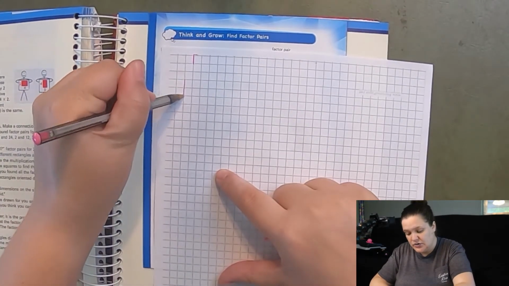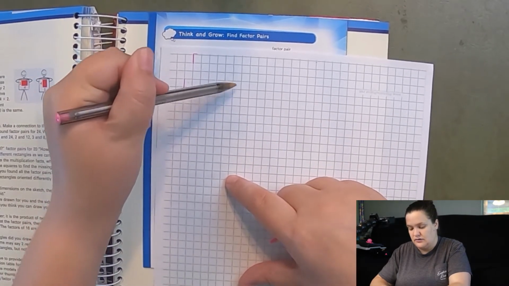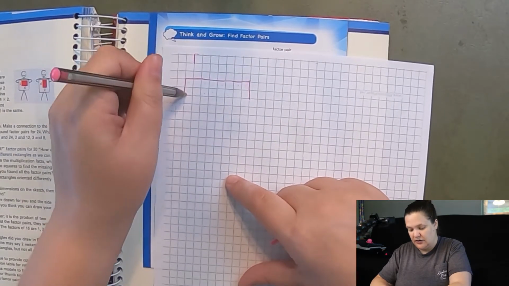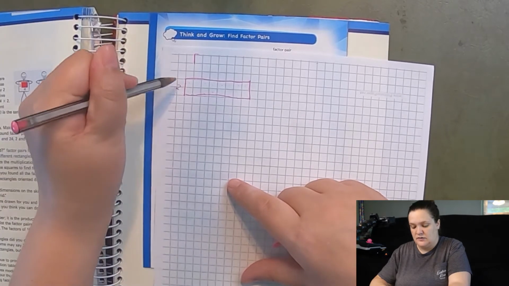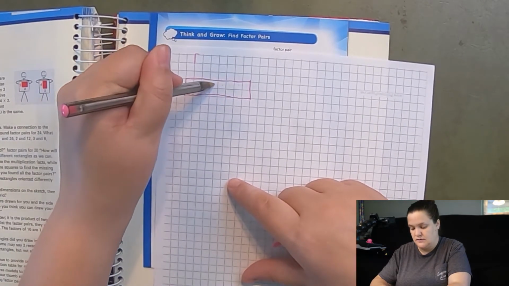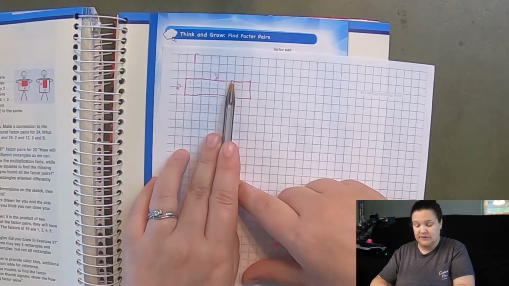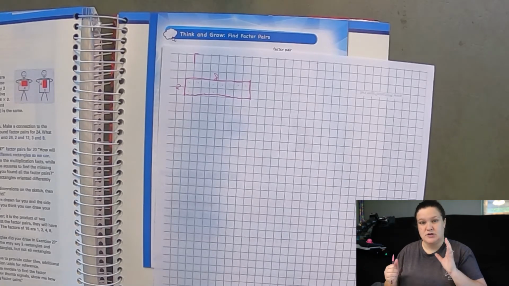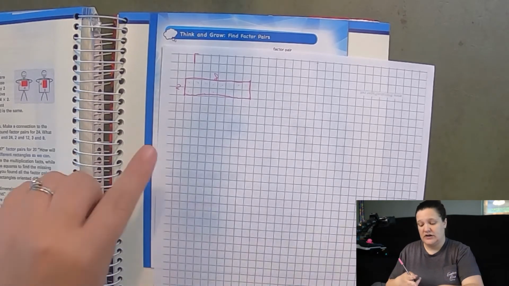I know it's 2 across, and then I could count 1, 2, 3, 4, 5, 6, 7, 8, 9, 10, 11, 12, 13, 14, 15, 16. There's another one of my rectangles. This one's 2, and across is 1, 2, 3, 4, 5, 6, 7, 8. So 2 and 8 are a factor pair for 16. And there is one more factor pair of 16. Think about your multiplication, or you can just go down your numbers. We did 1, we did 2.